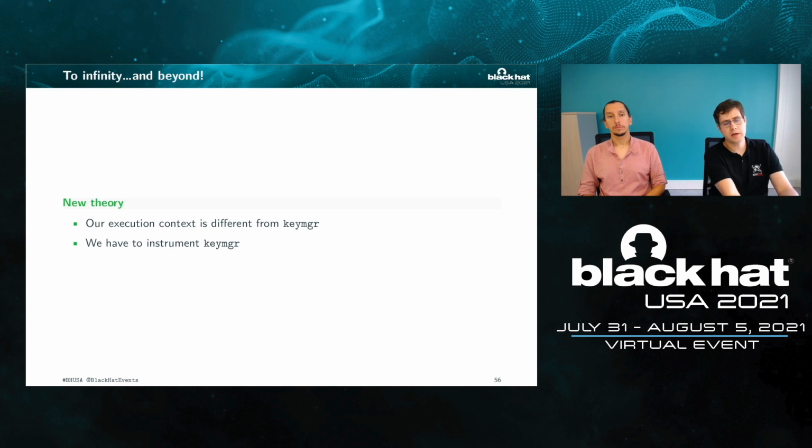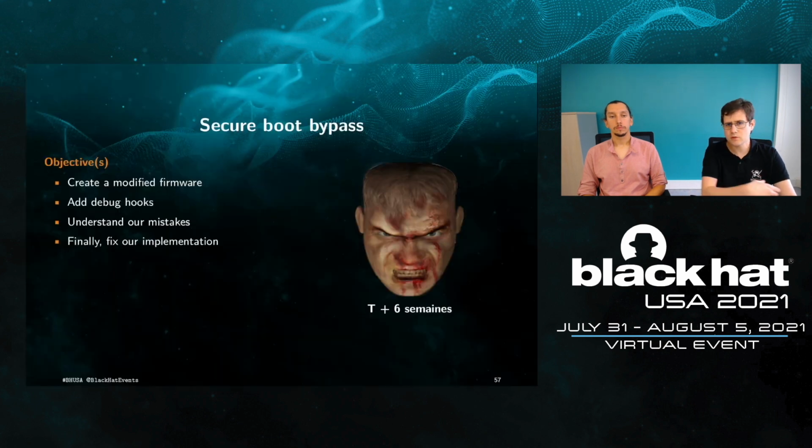So now we had a new theory, which was that our execution context when exploiting the vulnerability was in fact different from the key manager context. So we now have to kind of instrument key manager to understand where we failed. To do so, we in fact reused the secure boot bypass we found earlier. The goal was to create modified firmwares and add some hooks to understand our mistakes.